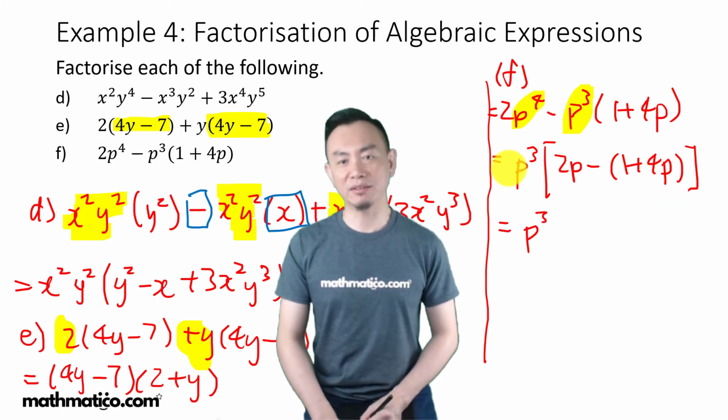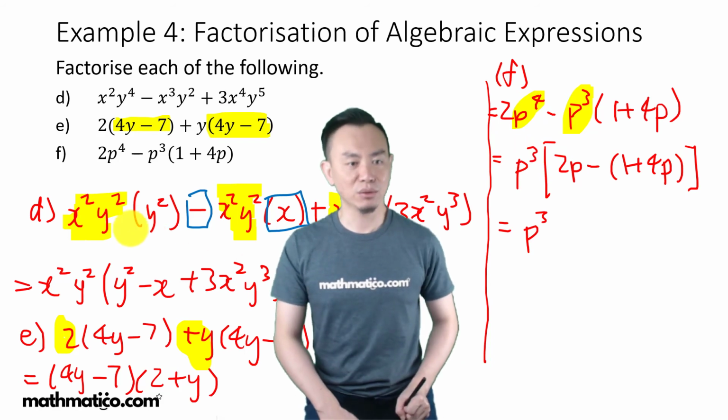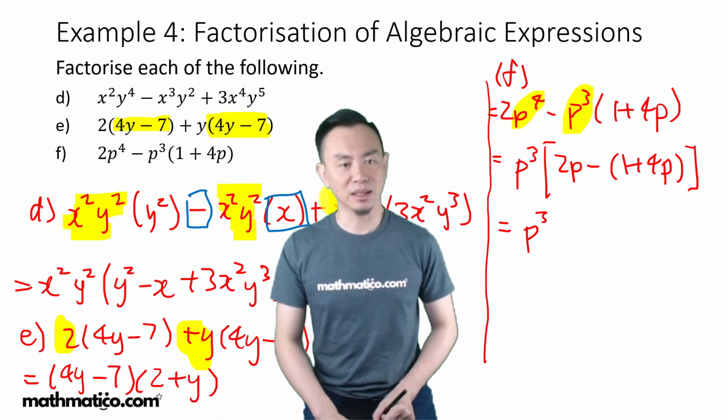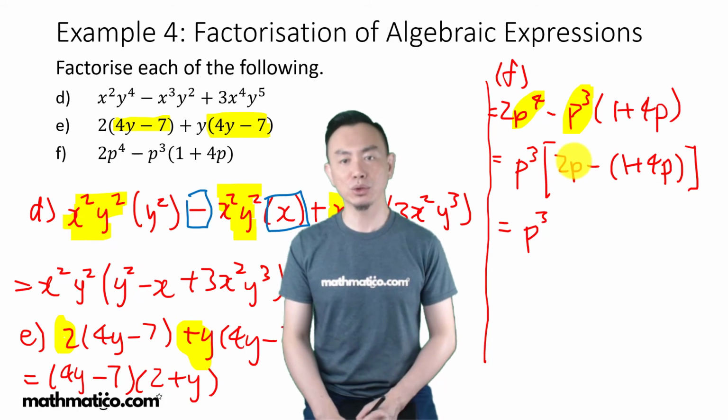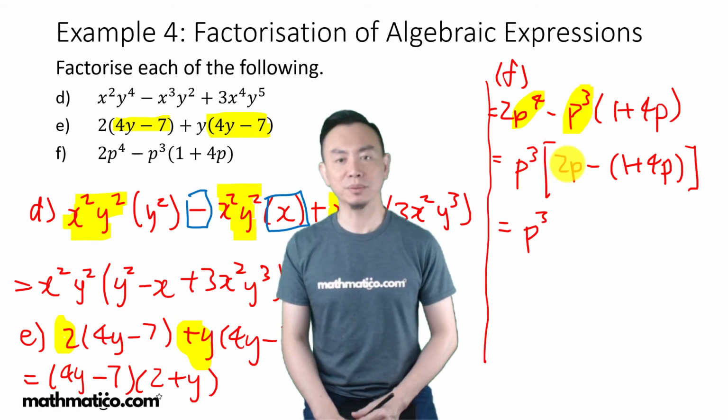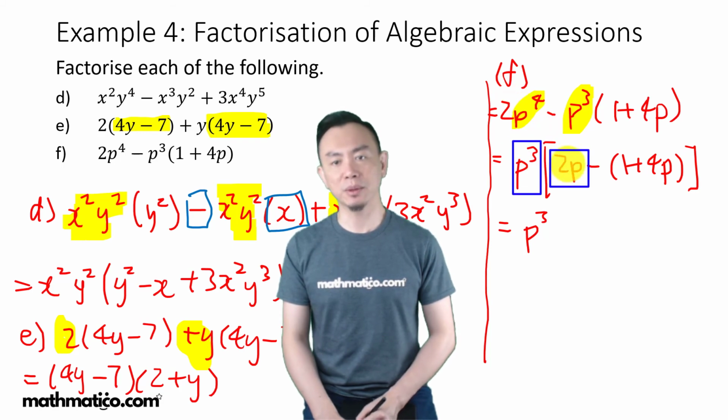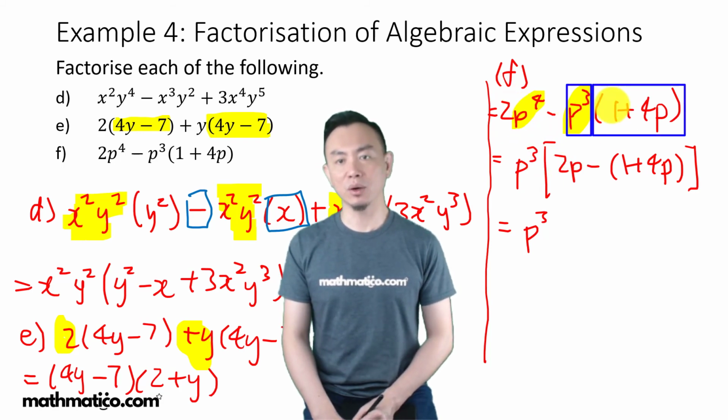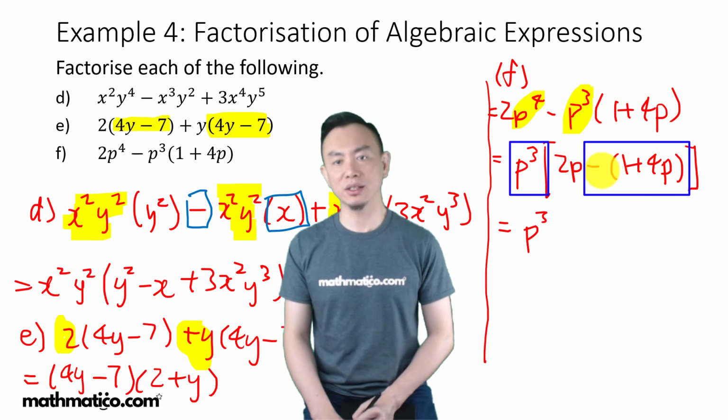Now in this question, I've done it a lot faster. Okay, I don't write down the common factors for every term like this, but instead I will go straight and factorize out the p cubed. And you can see that p cubed goes out, you're left with 2p. P cubed goes out, you're left with 1 plus 4p, but don't forget the minus sign, so it's here.